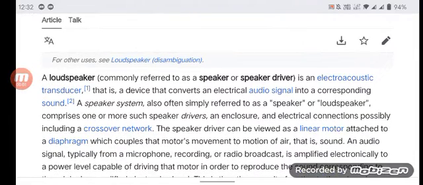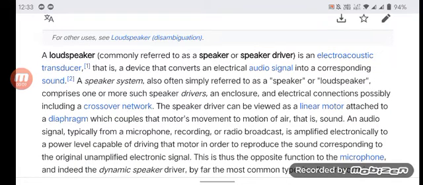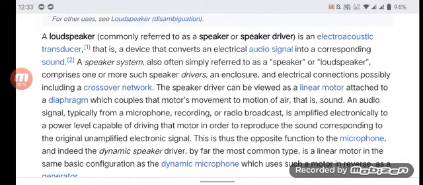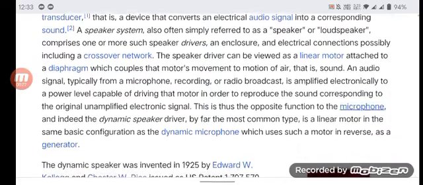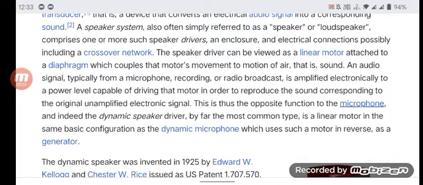Loudspeaker. A loudspeaker, commonly referred to as a speaker or a speaker driver, is an electroacoustic transducer, a device that converts an electrical audio signal into a corresponding sound. A speaker system, also often simply referred to as a speaker or loudspeaker, comprises one or more such speaker drivers and enclosures and electrical connections, possibly including a crossover network.